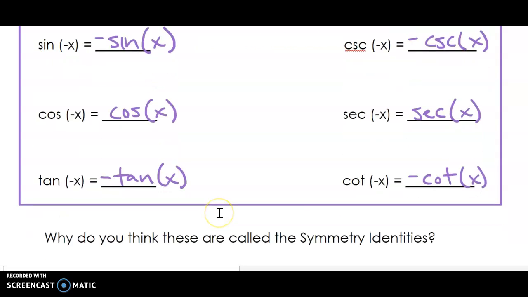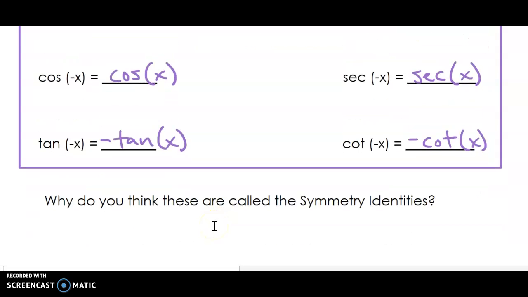Now, before we move on to some other identities, let's think about this question. Why do you think these are called the symmetry identities? Hopefully you said something about the fact that based on these functions being even or odd, and based on what type of symmetry they have, that tells us how we can rewrite them, how we can get that negative outside of our argument. And so that's why these are called the symmetry identities.